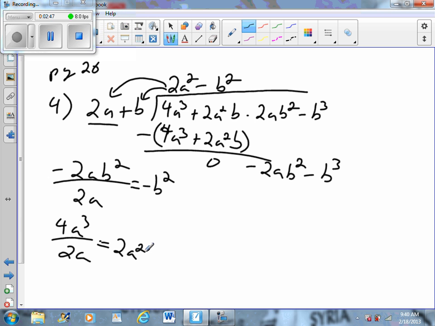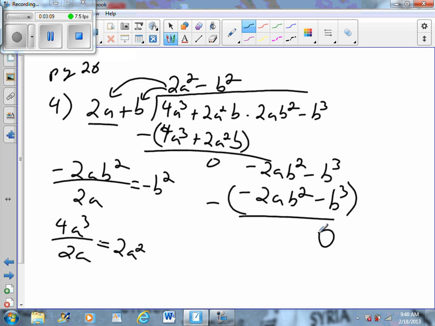All right, now, minus b squared times 2a. I've got to multiply this part of my answer times the divisor. Place it up underneath my partial dividend here. Negative b squared times 2a, negative 2ab squared. Negative b squared times a positive b, negative b to the third. Subtract, which means the signs are going to change. Everything's going to cancel out. My answer is here. You should have done all that. If you didn't do all that, you didn't get the answer.